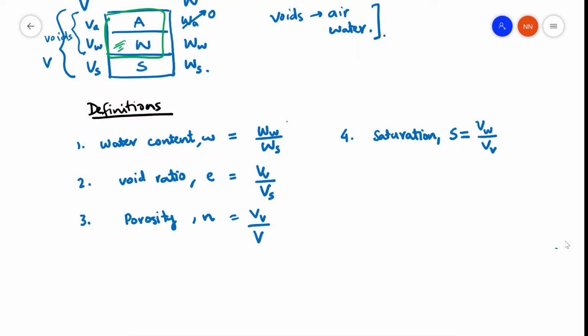Note that the water content, the void ratio, the porosity, and the saturation are all dimensionless quantities because they are a ratio of similar quantities. So there's no dimension associated with that. Next important quantity we look at is called unit weight, which is similar to density, but since it also involves acceleration due to gravity, that's why it's called unit weight. It's represented by gamma and is equal to the weight over volume.